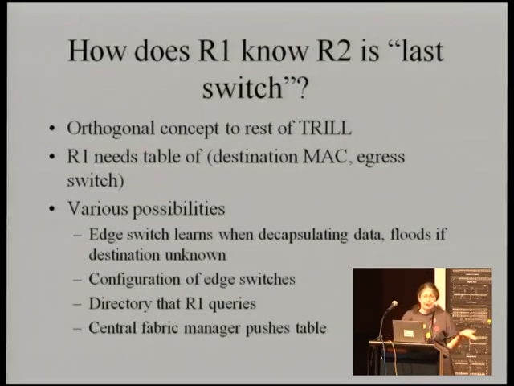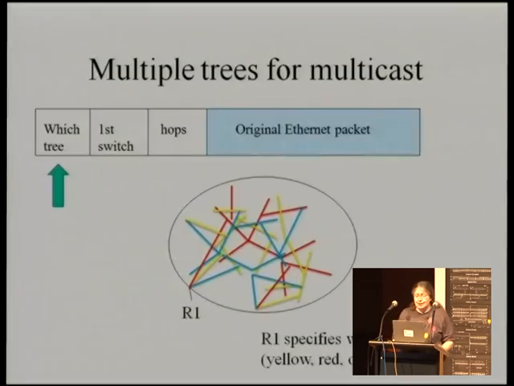Or you could configure the edge switches if you want to lock everything down, or there could be a directory that, when R1 doesn't know where the destination is, it queries the directory. Or you could have a central fabric manager that pushes the table to the switches.